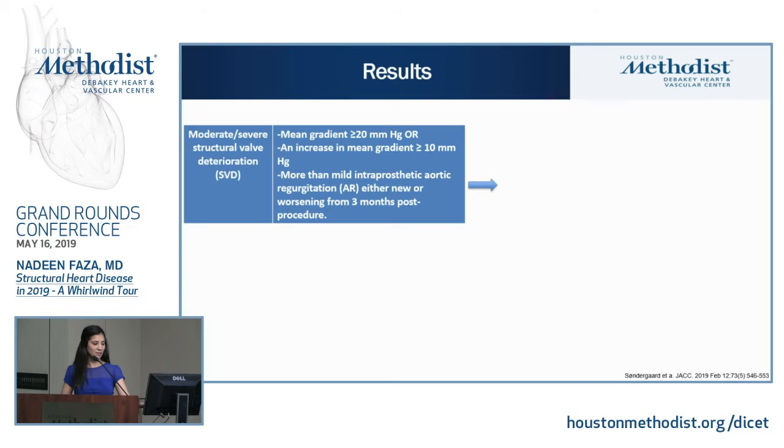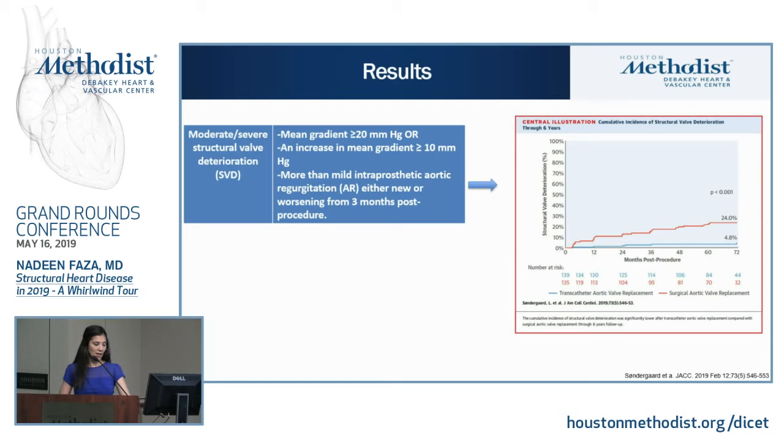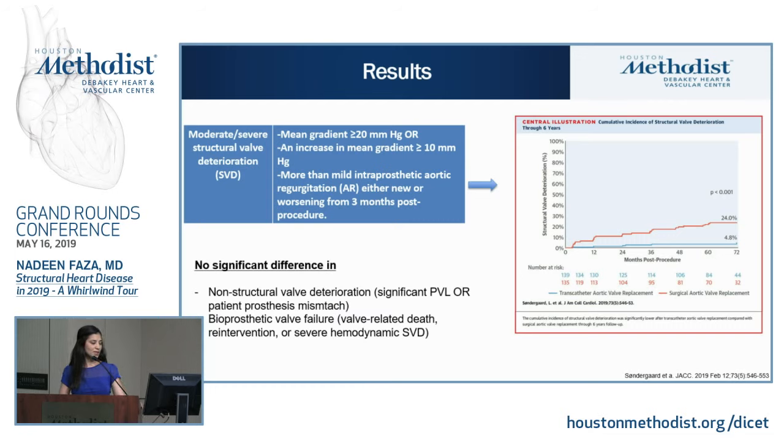And this study demonstrated that the TAVR group had a lower incidence of moderate to severe structural deterioration at 4.8% compared to 24% for the surgical arm. There was no significant difference in the non-structural valve deterioration, which includes significant PVL or patient prosthesis mismatch.